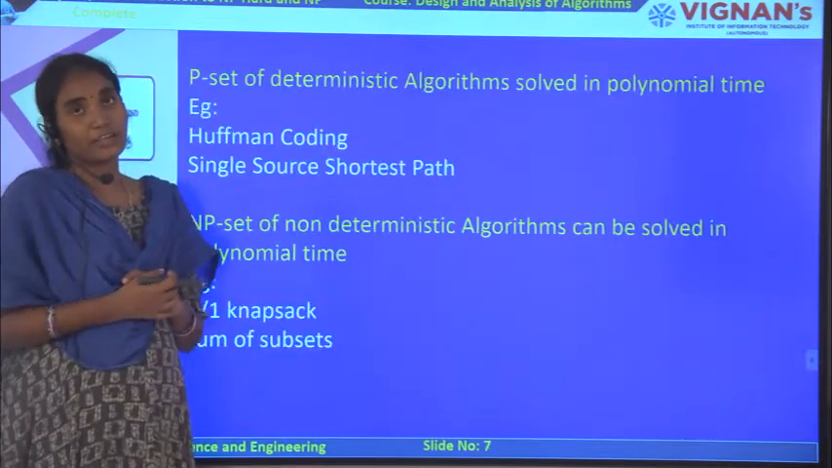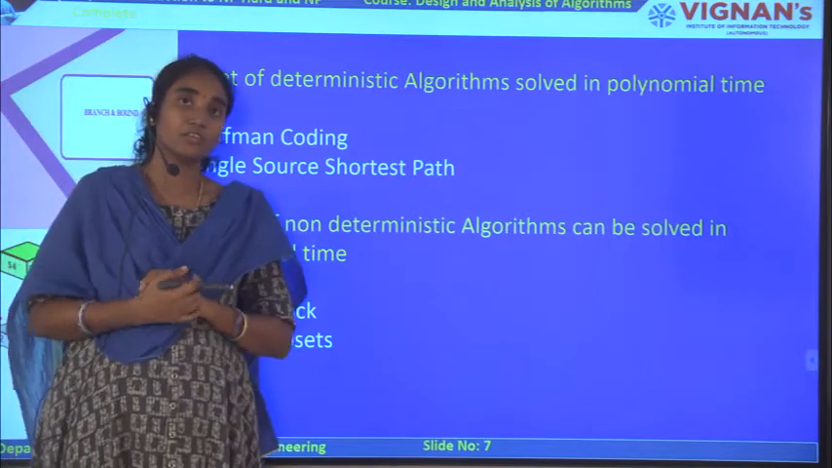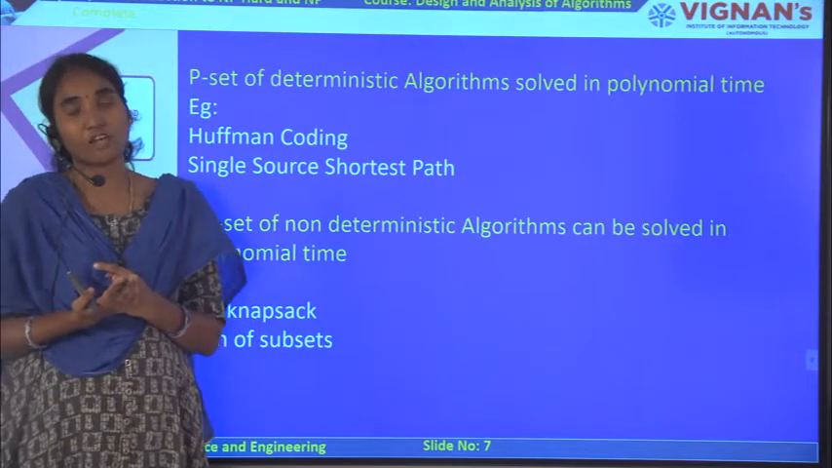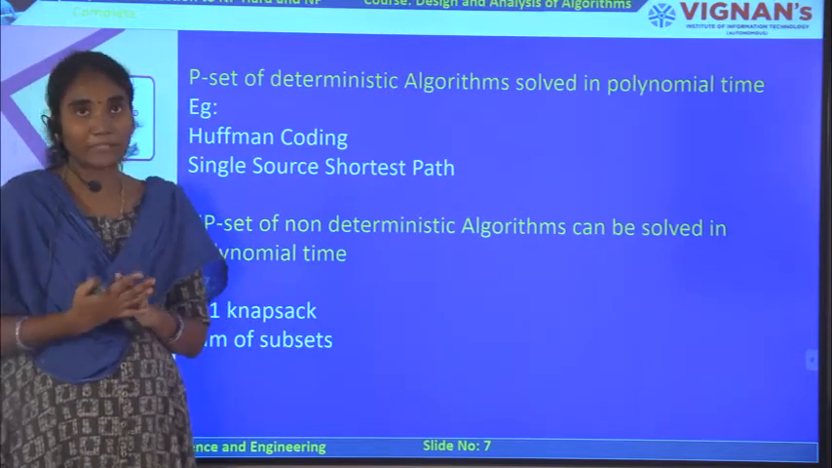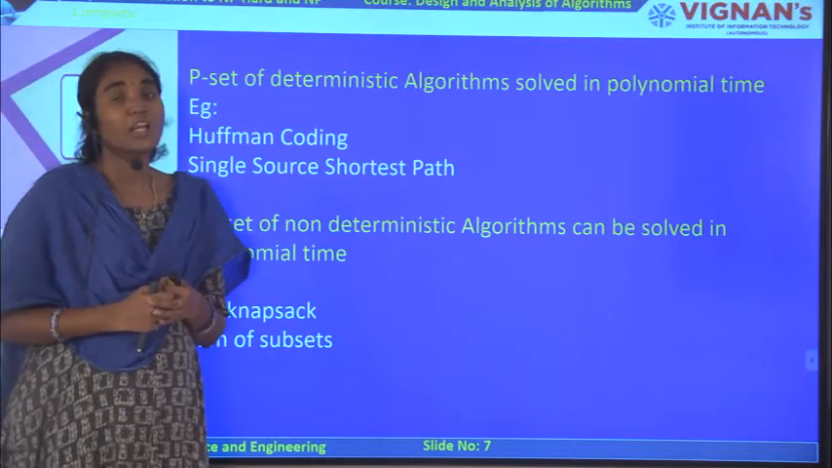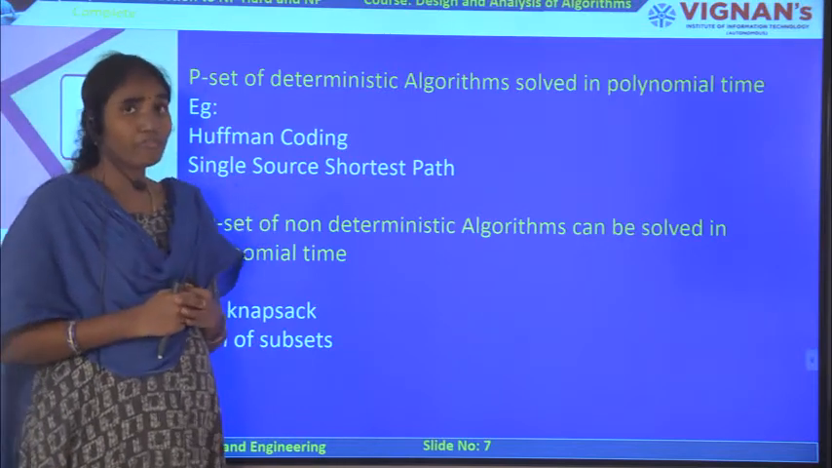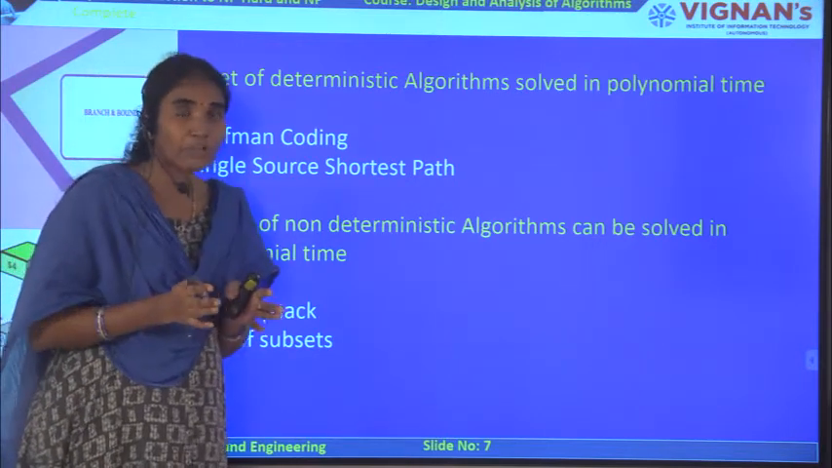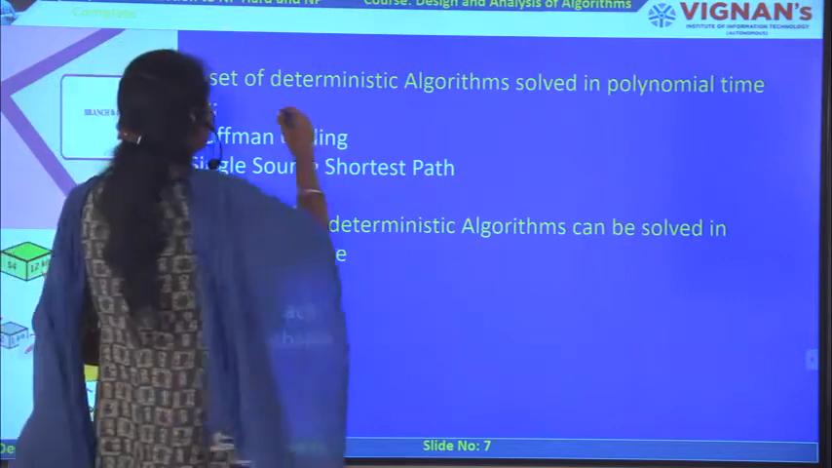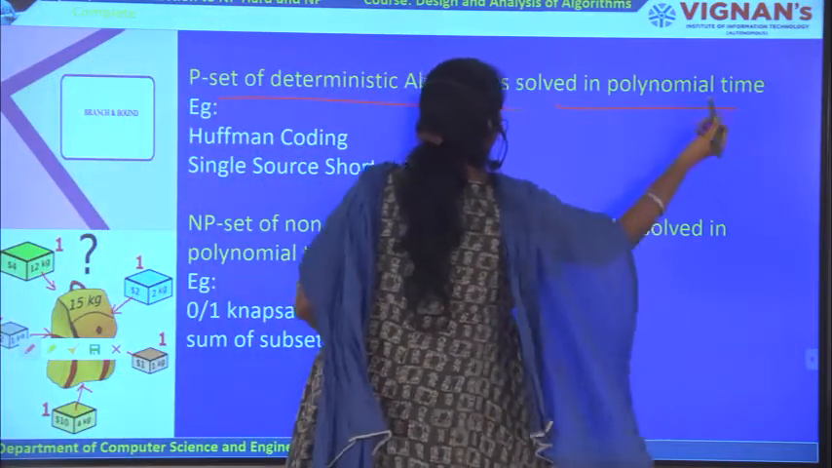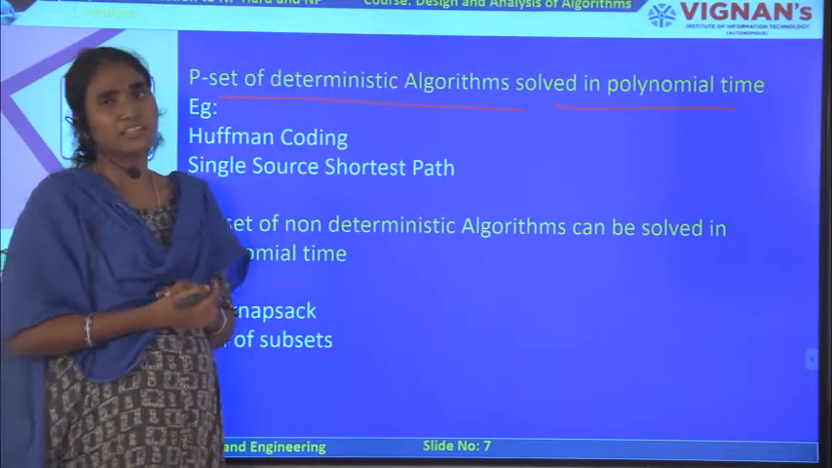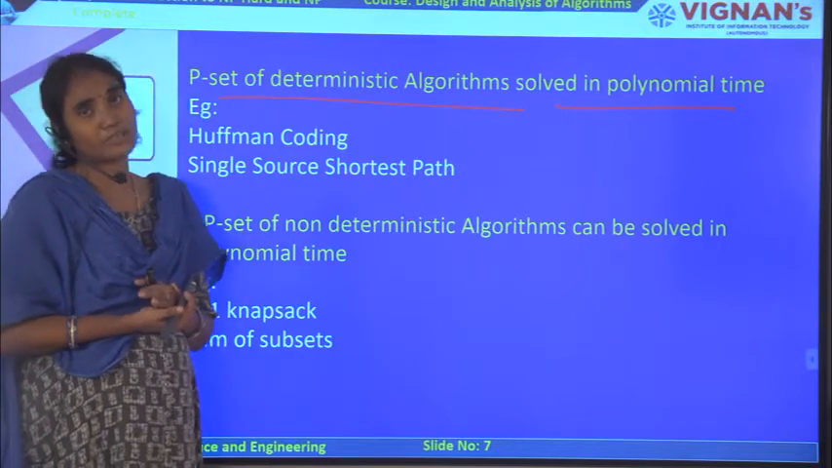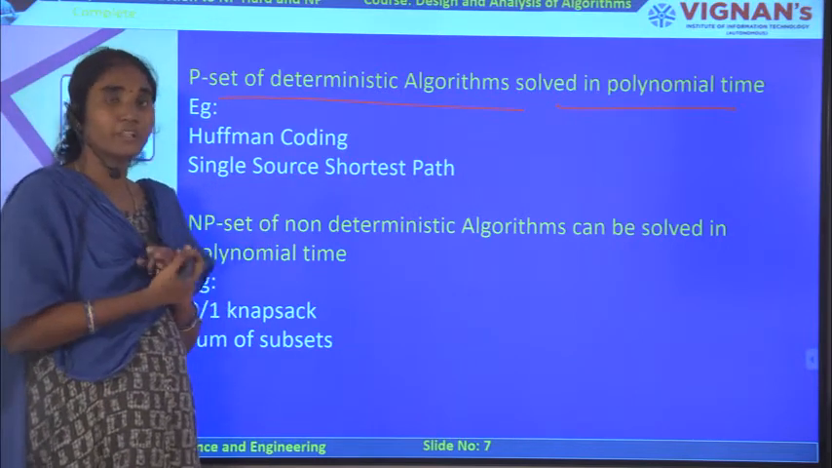Now let's come to our topic, right? So what is our today's lecture intention? You must have knowledge of P, NP, NP-hard and NP-complete, right? So now P is the set of all deterministic algorithms which can be solved within polynomial time. For example, linear search, binary search, Huffman coding, right? And single source shortest path, all these come under your P.